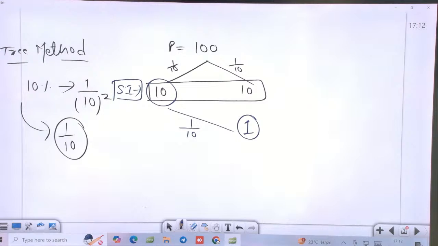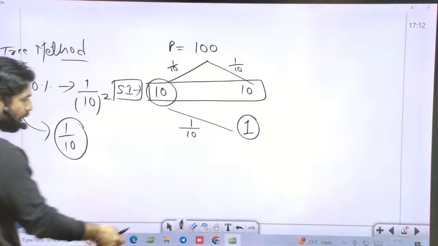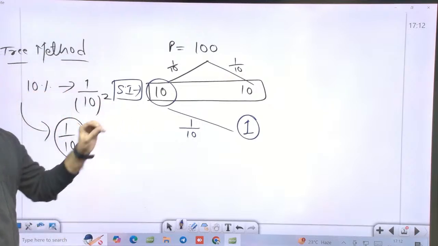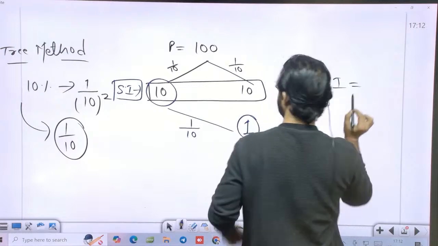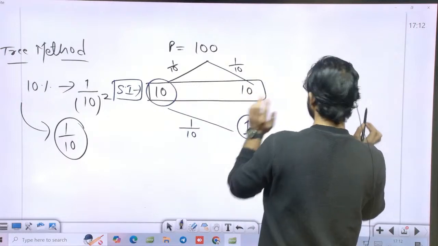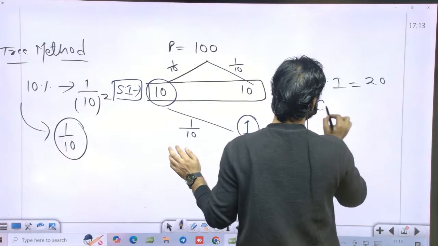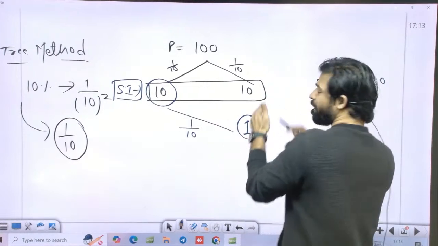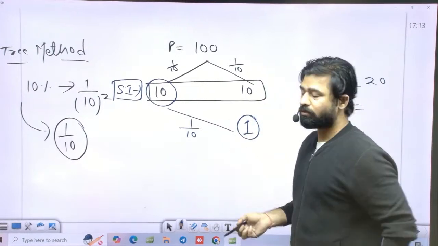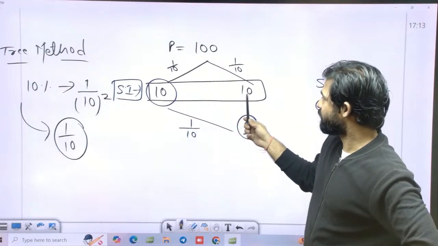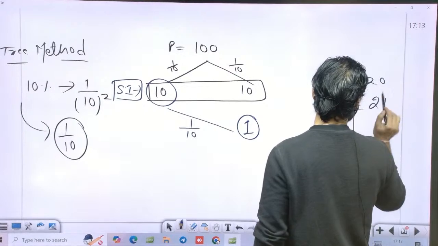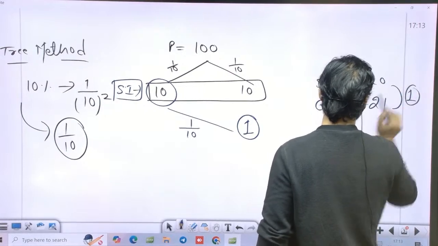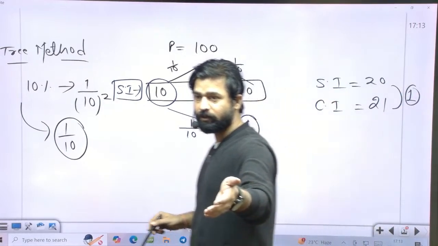Understood? Okay, how we can do that particular question which I have given you. So what is SI for 2 years from here? That is 10 plus 10, 20 units. What is CI here? CI are the vertical values. So we have CI 10 plus 10, that is 20 plus 1, 21. So what is the difference between these two? Is of 1 unit, and the difference given in the question is 80.